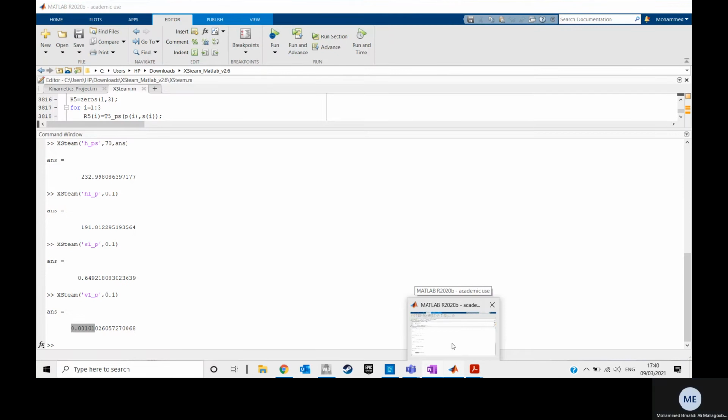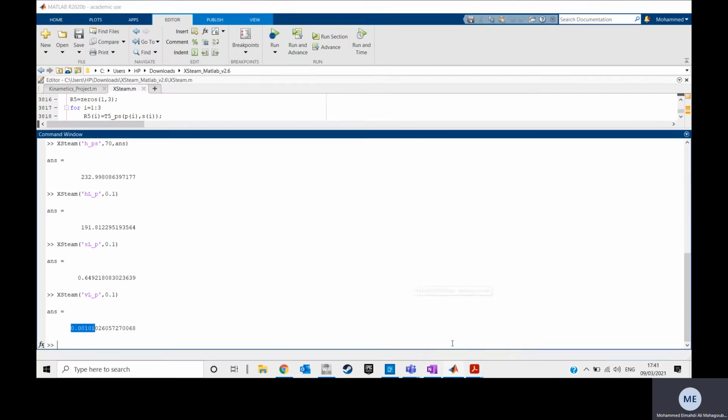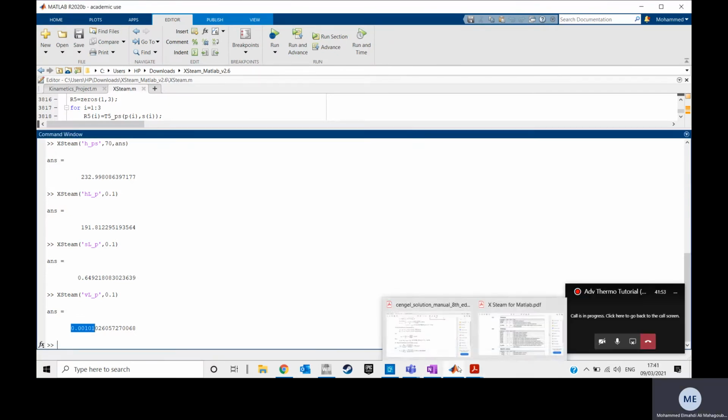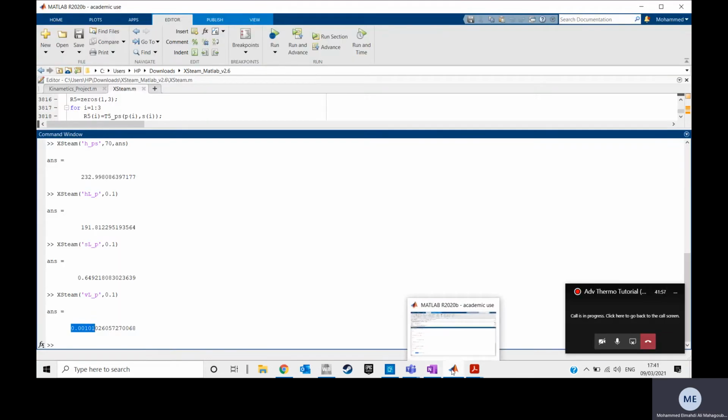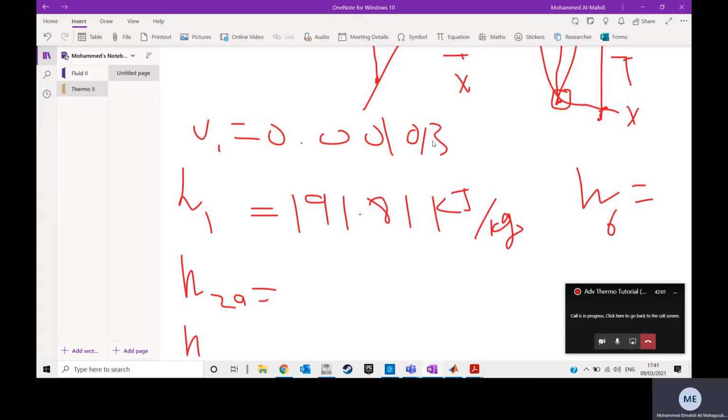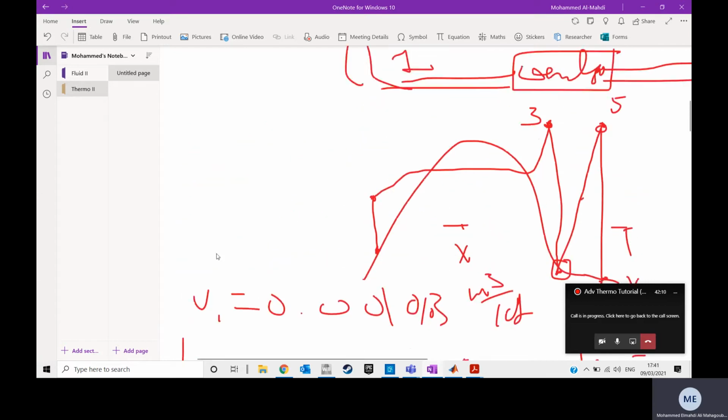Okay, 00101. Oh no, I put 2 zeros. Okay, and then 101, and then 03. This is, of course, in meter cubed per kilograms. Okay, and then how can I get H2S, the isentropic one?